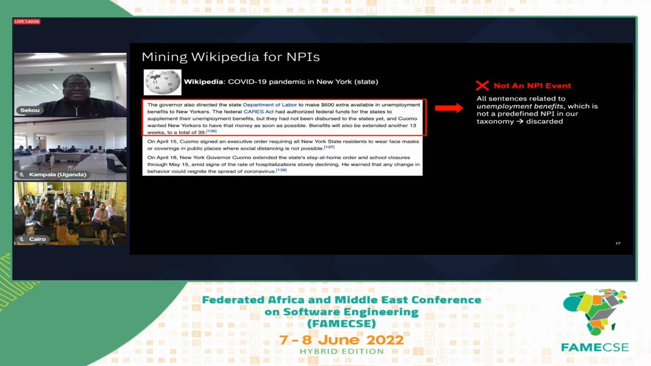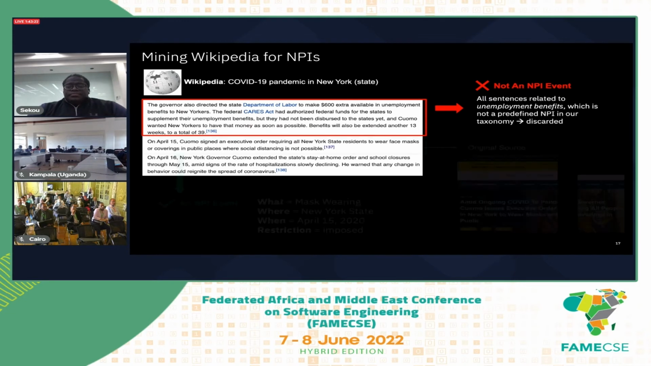So these sentences are all related to unemployment benefits, which has nothing to do with a non-pharmaceutical intervention as we've implemented it in this taxonomy. So we were able to discard that information by using an automated tool.